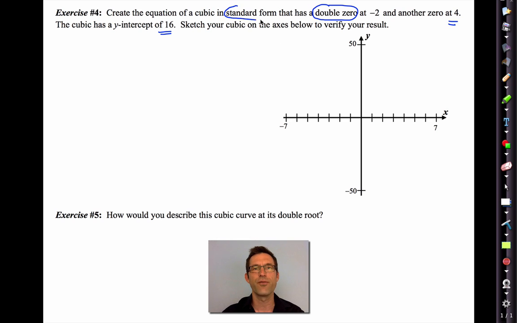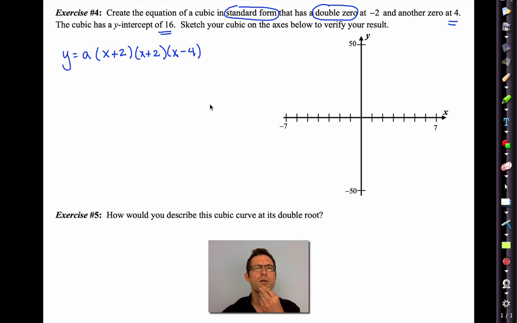Again, standard form. All right, well, let's start with factored form. Okay, it's a cubic. What does it mean for it to have a double zero? Well, what it means is that 2 of the factors have to be x plus 2. It's a cubic, so it's going to have 3 factors. So we'll have x plus 2 and x plus 2, and another 0 at 4. So that gives me my x minus 4. All right.